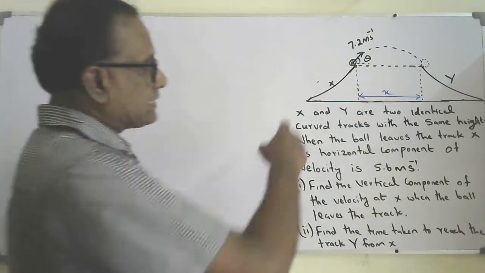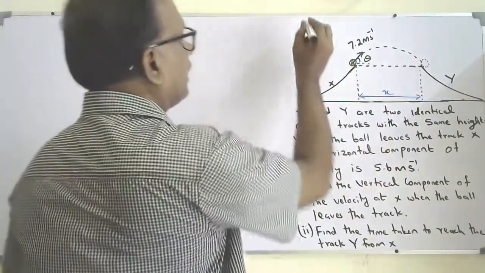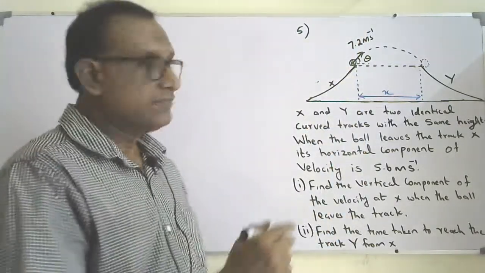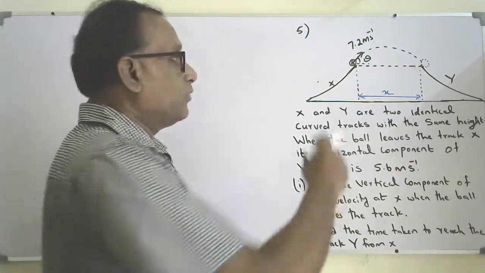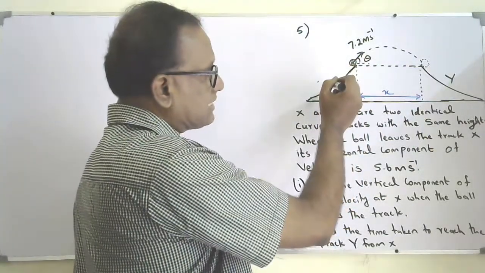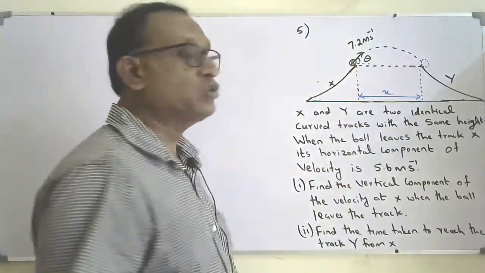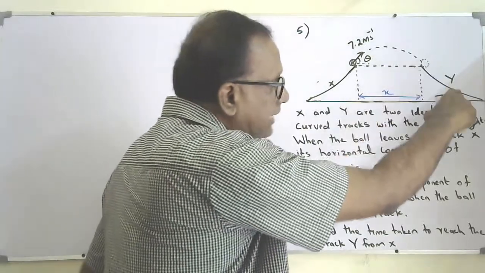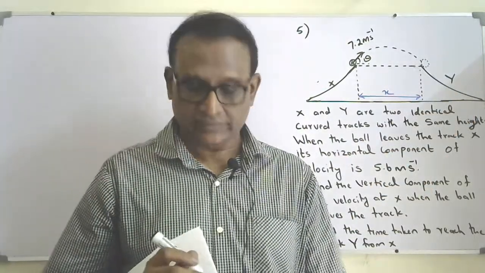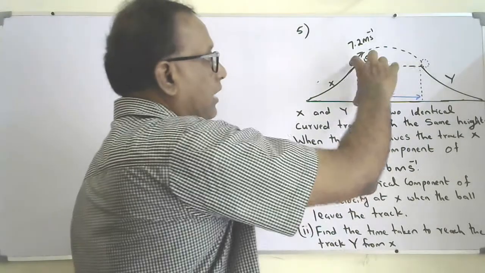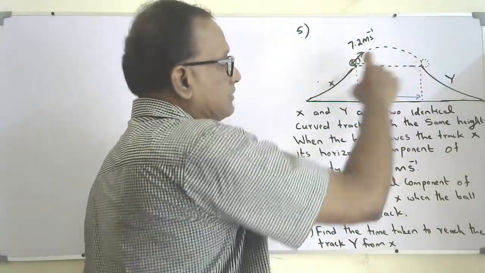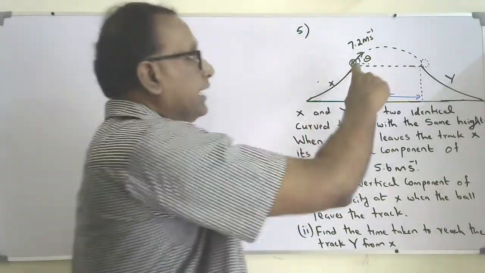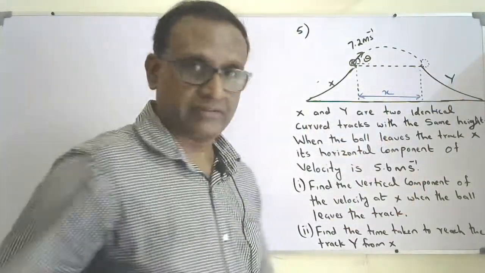Okay, so here X and Y are two curved tracks. A ball is rolled on it. A small marble, something like that. When the marble leaves the track X, its velocity is 7.2 meters per second, and it follows a projectile path and lands on the second curved track Y. Both edges X and Y have the same height, so the ball is landing on the same horizontal level.